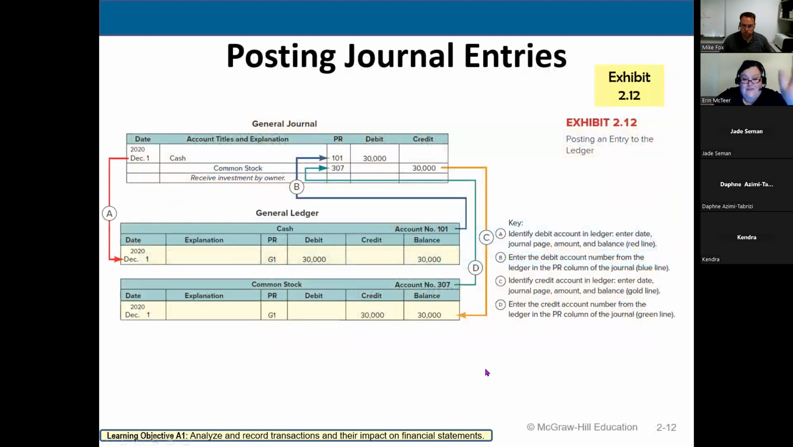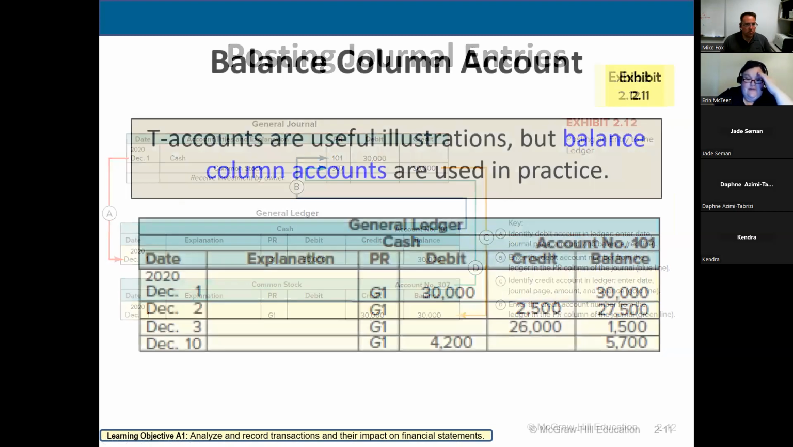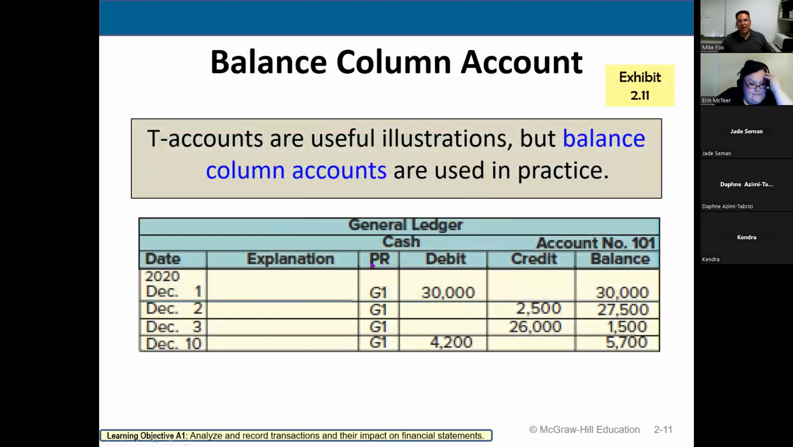Can I ask a funny question? Then PR is just the page reference, right? Correct, yeah. Okay, thanks. And again, these almost don't exist anymore because everything's done with computers.